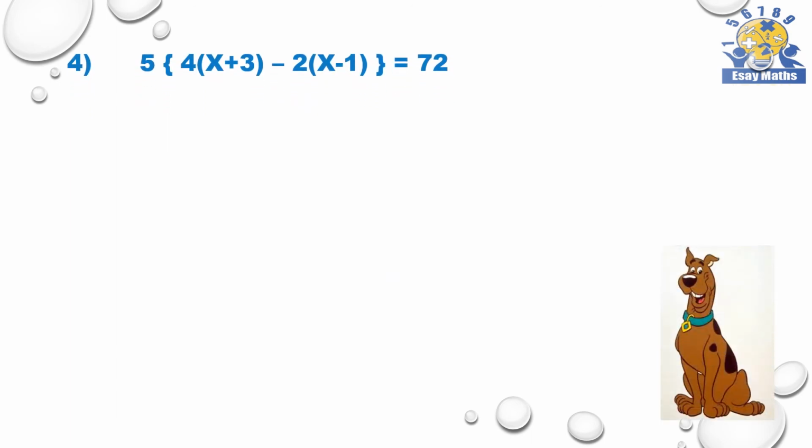Last one. Here it's somewhat more difficult than the previous sums. In the left hand side, the coefficient is 5. In the right hand side, the value is 72. 72 is not divisible by 5. So, we can't divide both sides by 5 in the first step.